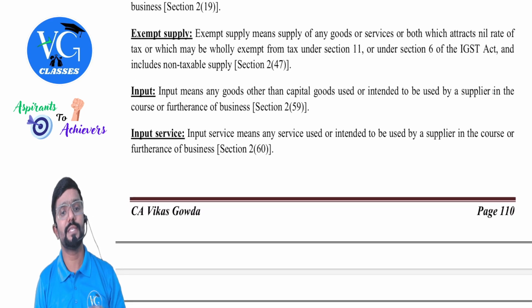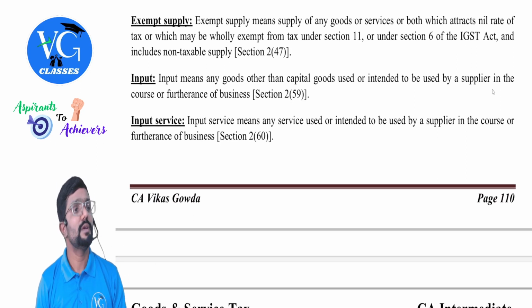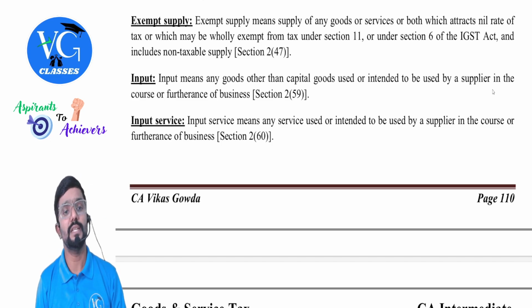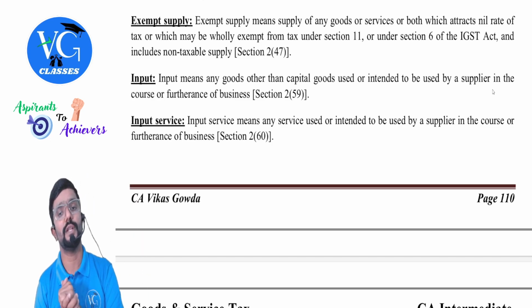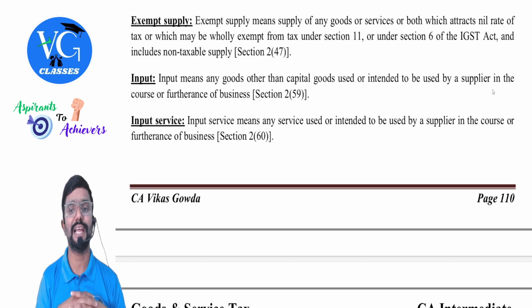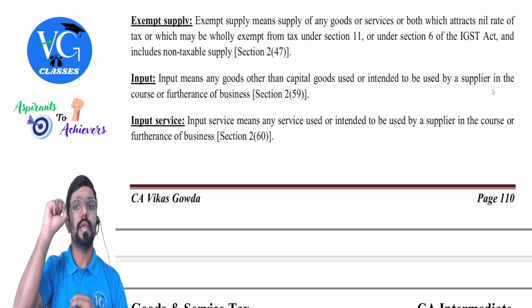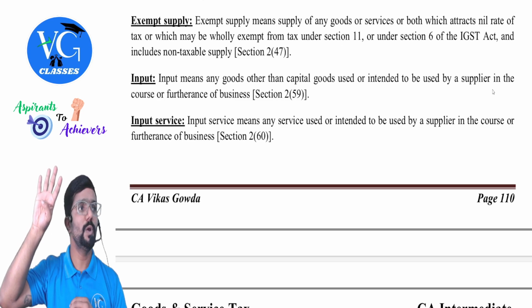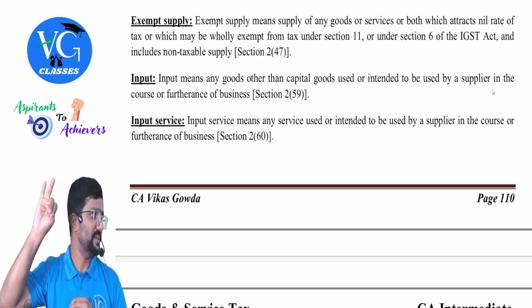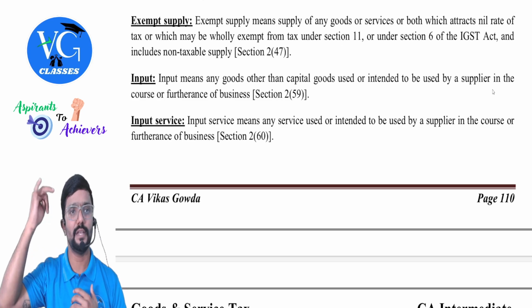Next, exempt supply. Actually, exempt supply we have already seen a number of times. Section 2 clause 47. What is exempt supply? Exempt supply means supply of any goods or services or both which attracts nil rate of tax or which may be wholly exempt from tax under section 11 of the CGST Act or section 6 of the IGST Act, and also includes non-taxable supply. So exempt supply includes totally three things, guys. What are those? Nil rated supply, wholly exempt supply, and non-taxable supply. We have learned this definition in detail already.